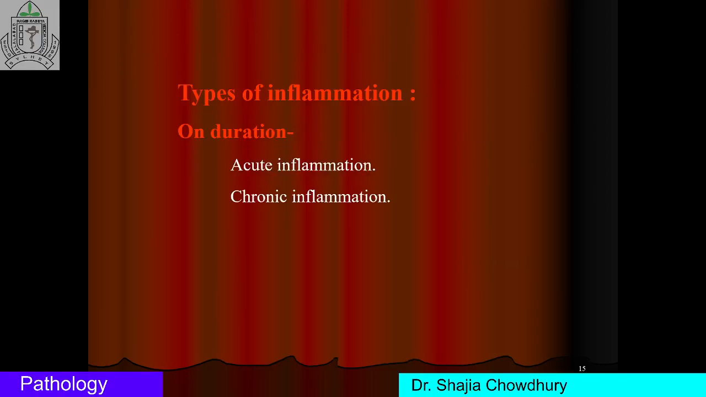Now, what are the types of inflammation? On the basis of duration: acute inflammation, which is of short duration, and chronic inflammation, which is of prolonged duration. Acute inflammation may last a few hours or days, while chronic inflammation may last weeks, months, or even years. So what are the types? Acute inflammation and chronic inflammation. Acute inflammatory cells are mainly neutrophils, sometimes eosinophils, and chronic inflammatory cells are lymphocytes, macrophages, plasma cells, etc.